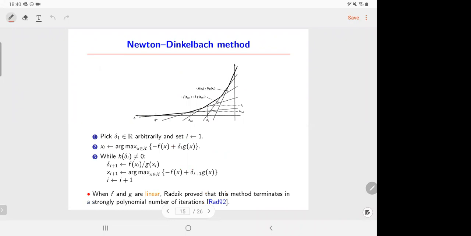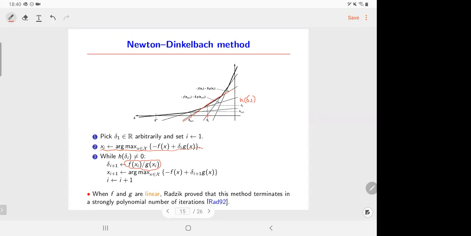Right. So here's Newton's method for this problem. We pick an initial starting point, and then we solve the parametric problem. And then while h of delta is non-zero, we take the negative gradient direction until it hits the x-axis. So in this case, let's say we're at delta i, and then we solve for h of delta i. Then we take the gradient direction to get delta i plus 1, and we repeat the procedure until we converge to 0.